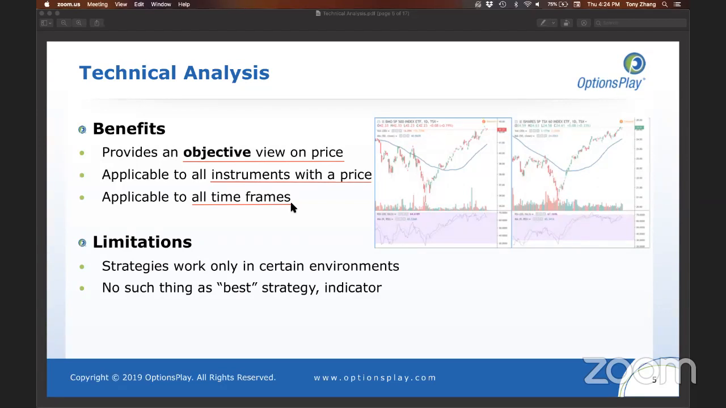And the answer is there is no such thing as a best strategy or best indicator. You really want to just find an indicator that works, or find an indicator that you're comfortable with and stick to it, because there's no such thing as a best indicator or best strategy. It's really about finding one that you understand, one that you're comfortable with trading, and sticking to it, because that's what generally sets successful traders apart from everyone else.